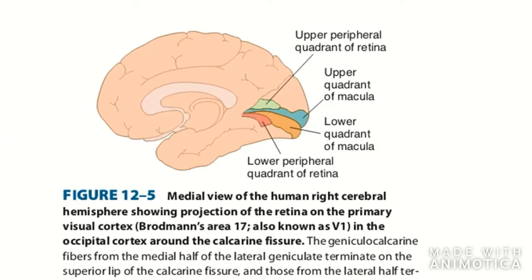Now the peripheral retina has less representation. There is an upper peripheral quadrant of retina and a lower peripheral quadrant of retina. The macular fibers have a maximum representation, and again it is of the upper quadrant of macula and the lower quadrant of macula. Since macular fibers have maximum representation, in lesions of the visual cortex or the optic radiations, generally the macula is spared.